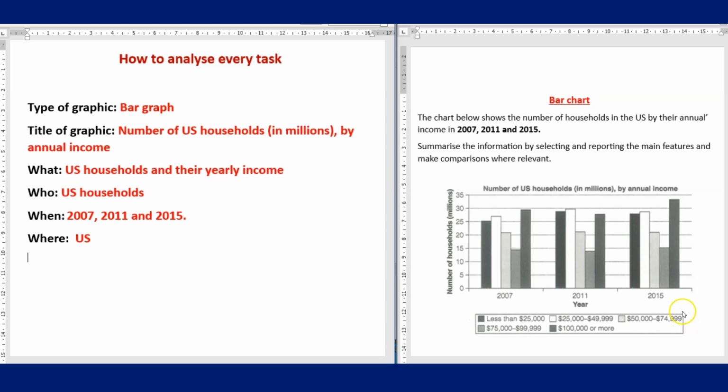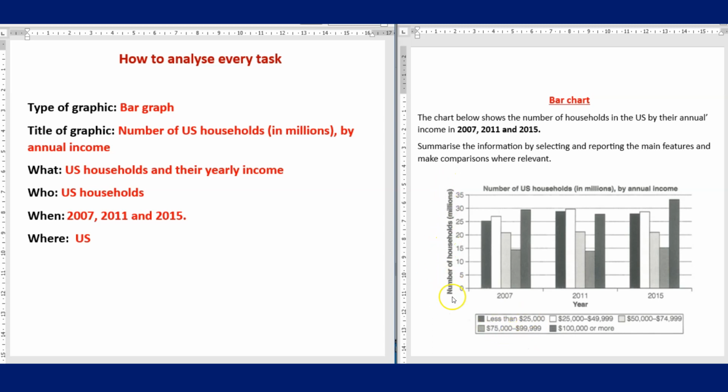So you can see the white is 25k to 49,999. That is the group. The black is for those who earn less than 25,000, and also the grays are the 50 and above. So you have to look at the color code and match it appropriately, so that you don't deviate, so that you don't give wrong information. So you have to look at that.